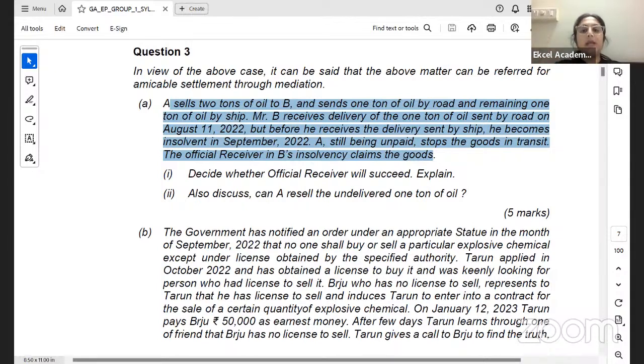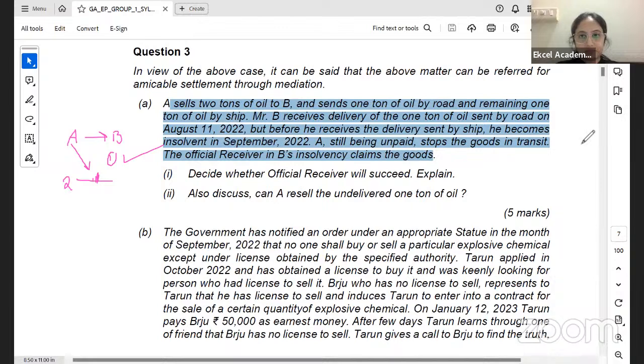So A is waiting for the money, but A comes to know that B has already become insolvent. So now, see, A has sent goods to B. 1 ton, 1 parcel that is by road, what he has sent. So the first parcel is received. The second parcel is on the way. It has not yet reached B, but before that, it is somewhere on the way. Okay, A gets information that B has become insolvent.